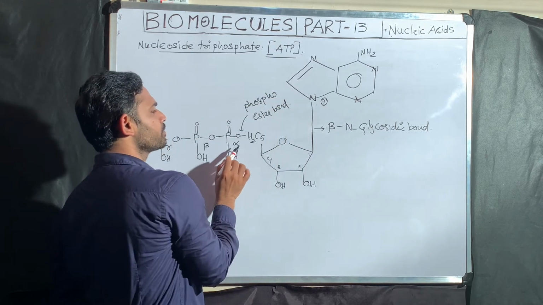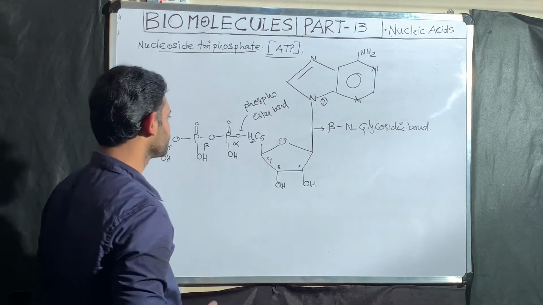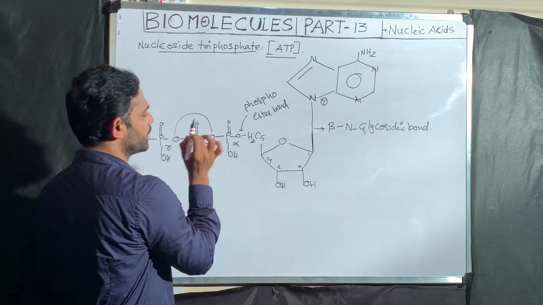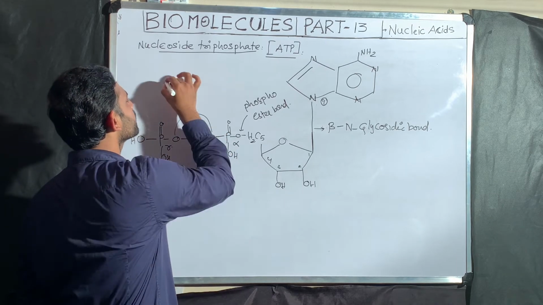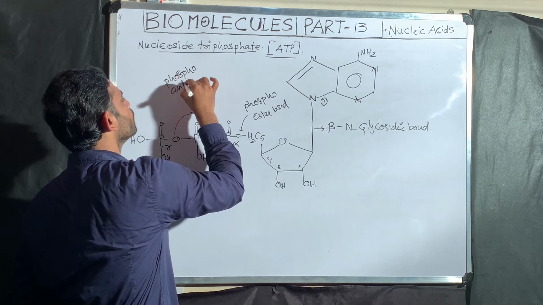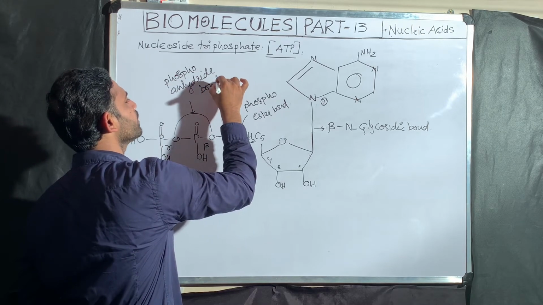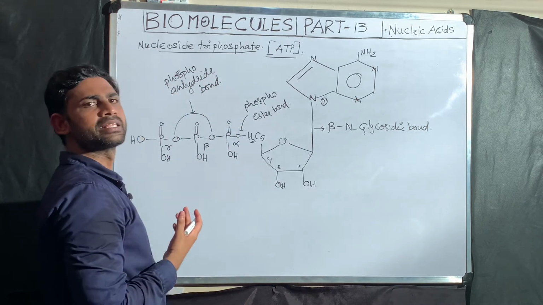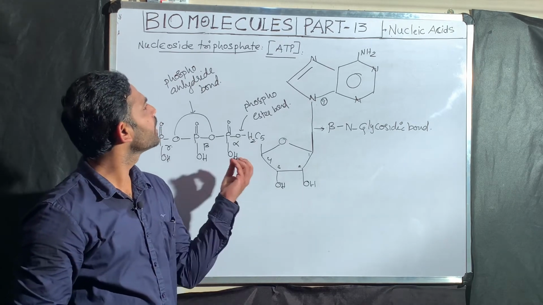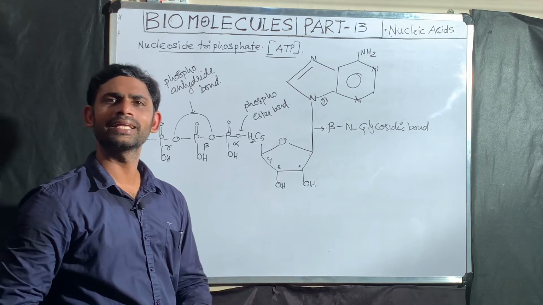So a phosphoester bond is a bond which links the fifth carbon of the sugar with the alpha phosphate. Next, the alpha phosphate links with the beta, and the beta phosphate links with the gamma. These two bonds together come under phosphoanhydride bond. The phosphoanhydride bond is the most important bond in the biological system because it is responsible for the storing of energy. So this is the general structure of nucleoside triphosphate. I explained it by taking ATP.